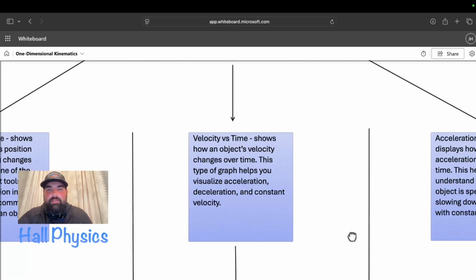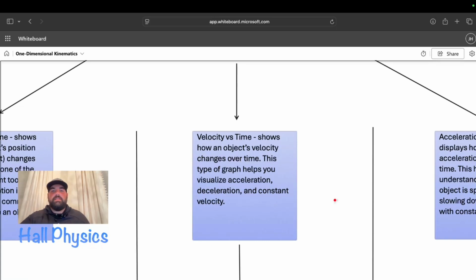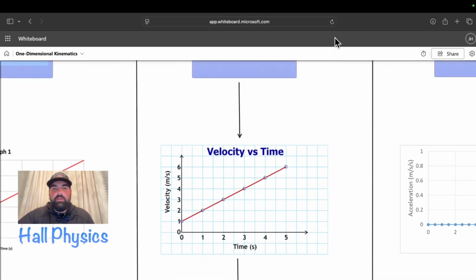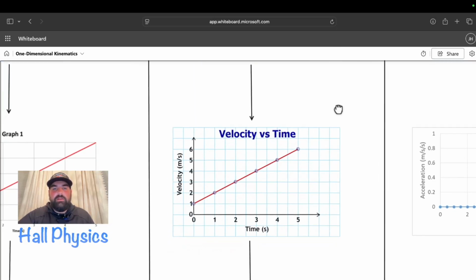All right, our next type of graph is going to be a velocity versus time graph. The main thing I want you to gather from these types of graphs is that it helps you visualize acceleration. It's going to tell you an object's acceleration, deceleration, if it has constant velocity, everything like that. So let's look at a graph down here. This is a velocity versus time graph.